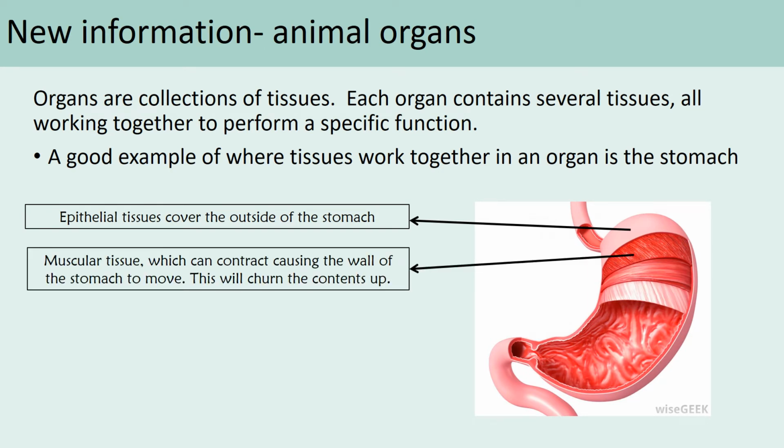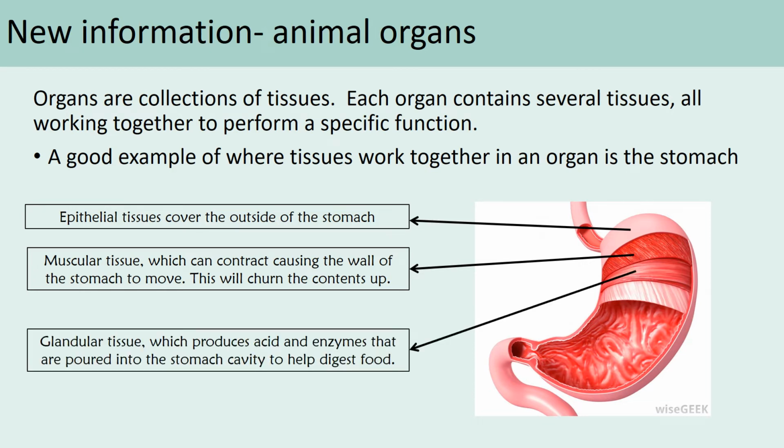We then have muscular tissue. So this contracts and that causes the wall of the stomach to move. And that's really important because that churns up all of the contents of our food, mixes all of those digestive juices in with the food. The next layer is the glandular tissue, and that produces acid and enzymes, and it produces particular types of enzymes that we'll look at next week.